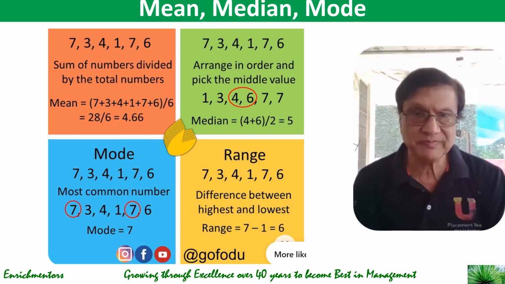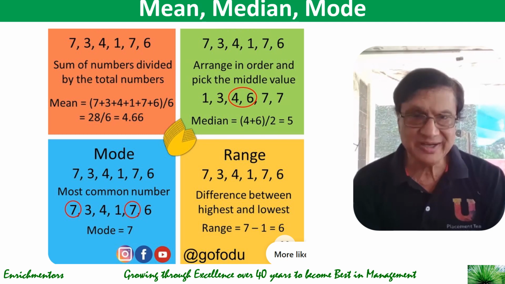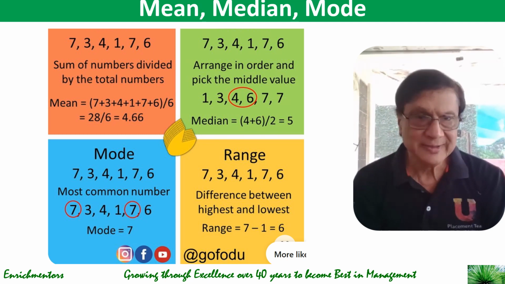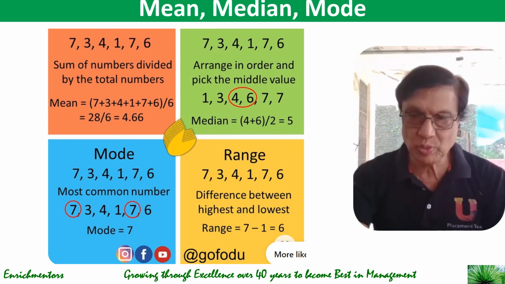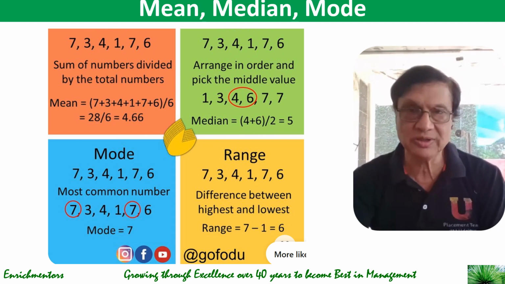Then the median: you arrange the values in order and then pick the middle value. And here the median is 4 plus 6 divided by 2, equal to 5. Mode is the most common number, and here 7 is the mode, and range is the lowest and highest, which is 7 minus 1 equal to 6. So that's how you figure out mean, mode, and median values for the statistical part to use for your missing values.